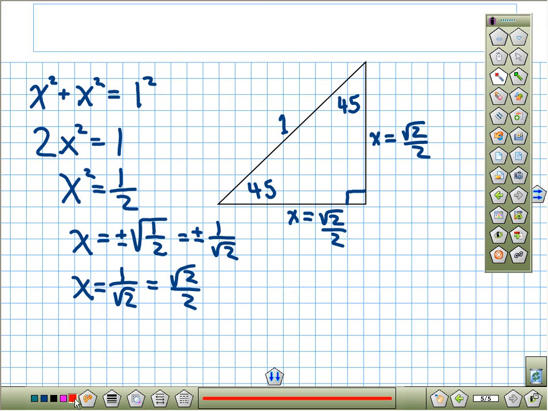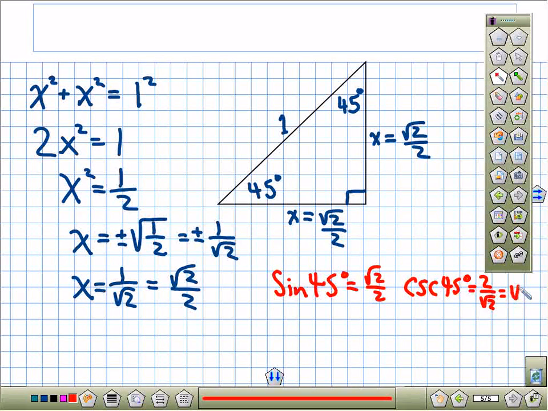Now, so let's look at the other functions. Let's look at sine. What about the sine of 45 degrees? What is that equal to? Yeah, square root of 2 over 2. And what about its reciprocal? Okay. It'd be 2 over the square root of 2, right? Is there any other way we could write that? Yeah, that'd just be square root 2, wouldn't it?